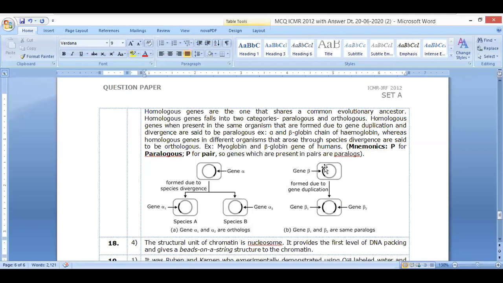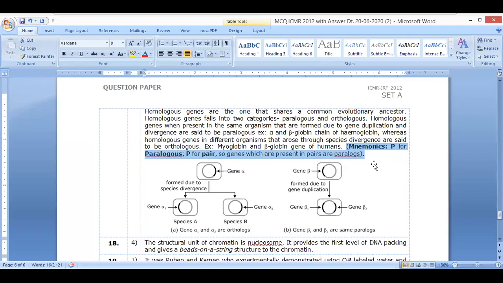But the myoglobin gene, which came into humans, later on duplicated and gave rise to the alpha globin as well as the beta globin gene. So this is an example of paralogous genes. Genes that are formed in an individual by the duplication of a pre-ancestral gene are said to be paralogous genes. They could be easily remembered through a mnemonic. P stands for paralogous, P for pair. So genes which are present in pairs are said to be paralogous.